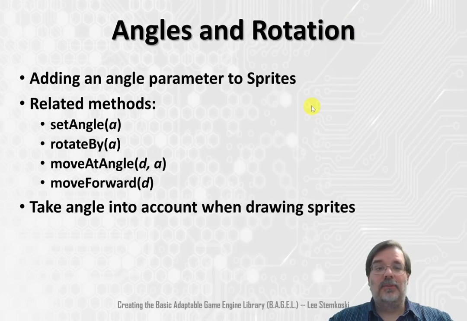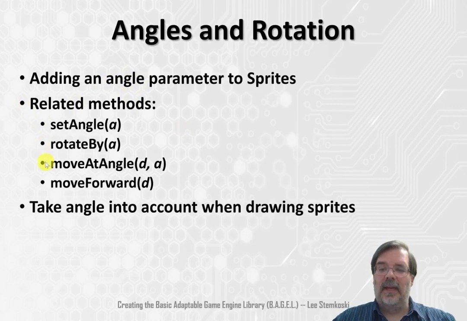Now by that, I specifically mean that we'll add an angle parameter to the sprites and some related methods. In addition to using that angle parameter when we draw sprites, we might want to set the angle, we might want to rotate by a certain amount, and it might be simpler to move in diagonal directions, for example, if we have a move at angle function. And finally, for even more simplicity and ease of use, we'll create a move forward function, which will move a character or a sprite a certain distance, depending on what angle they're currently facing. And so these are going to be the goals for this video.